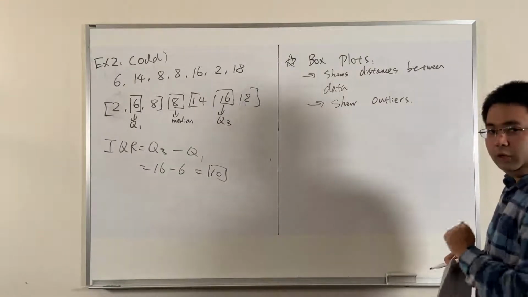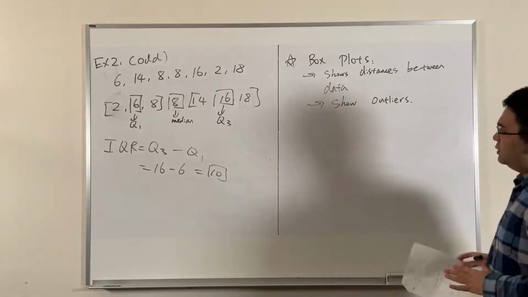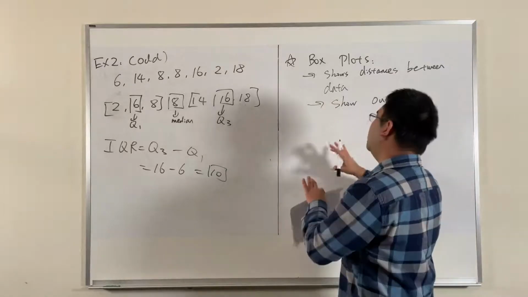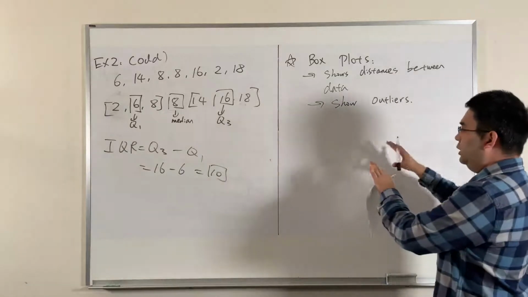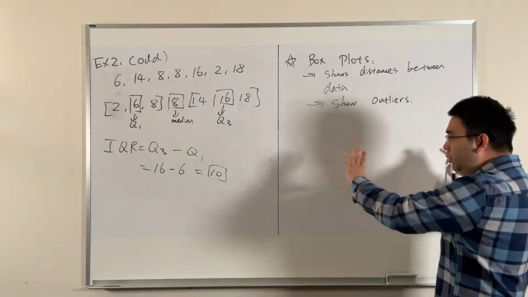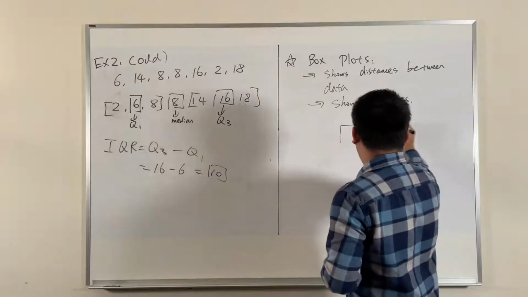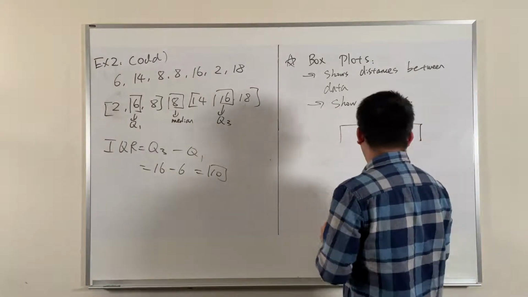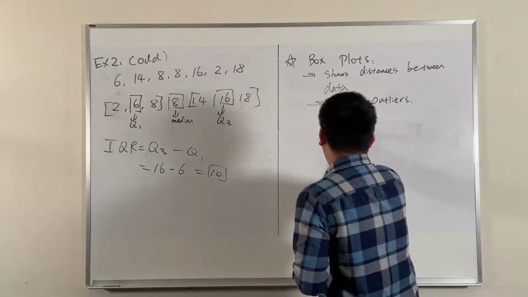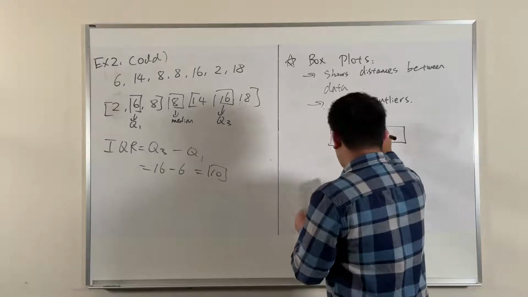Next, I'm going to show you how to construct one. For a box plot, the first thing you want to do is, or not the first thing you want to do. What I'm doing here is showing you the components of a box plot. So I'm going to do a box first. Let me move it a little bit more in the middle. Okay, so box here.